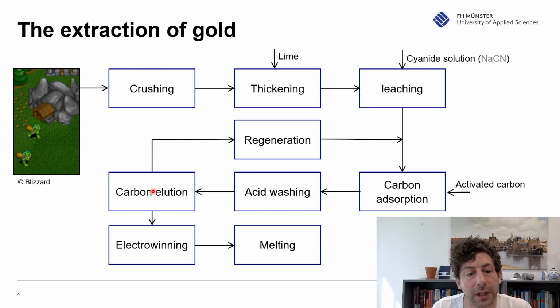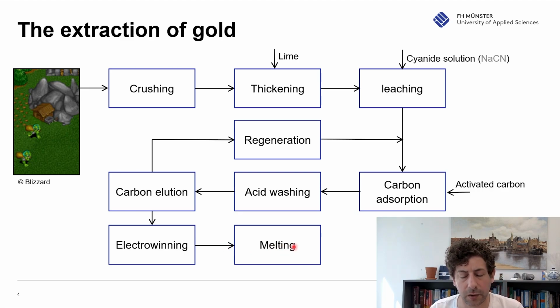And then it goes to a carbon elution. And this elution is basically, again, a washing process. So you have a water solution with, again, some cyanide in. And with this, you remove the cyanide gold complex from the surface, and it again goes into solution. And then we go to the electrowinning, and this is an electrolysis. In the electrolysis, now we break down the cyanide gold complex, and the gold is free and goes to the cathode. And from the cathode, we can scratch it as gold sludge, and this gold sludge is then melted, and then we have gold bars.